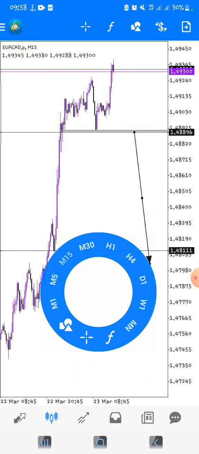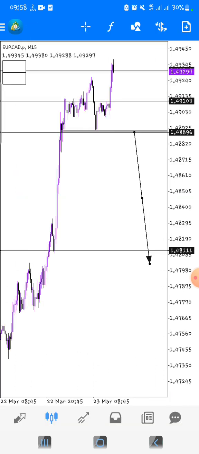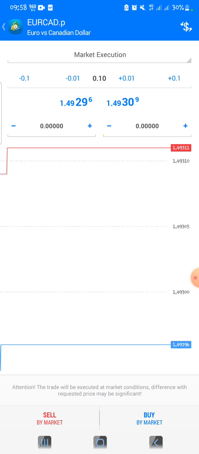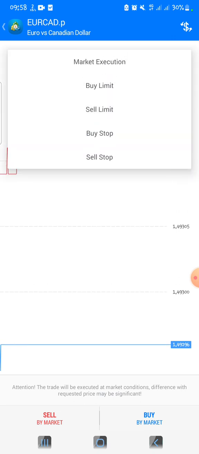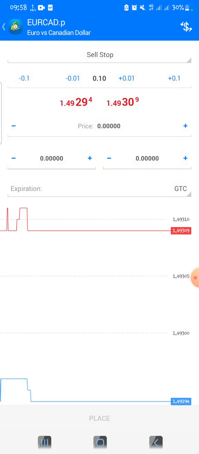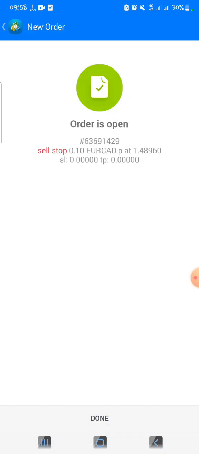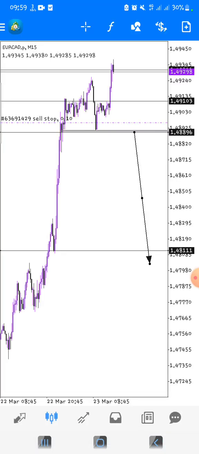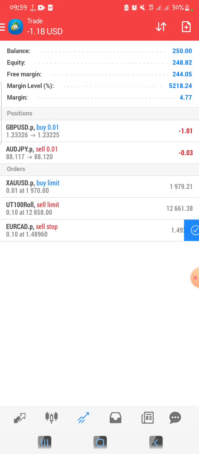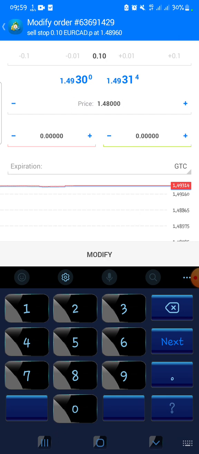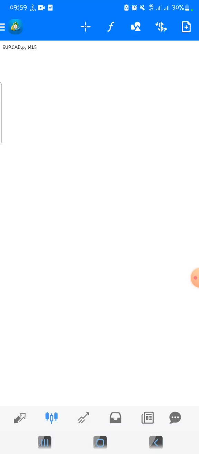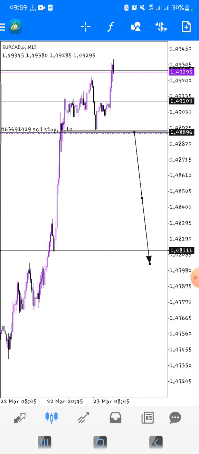Okay, my stop loss, I set it just slightly above my entry. So I'll place my sell stop at 1.4896. So sell stop, I'll change market execution to sell stop, and then I place my price 1.4896, or no, 89. It's 89. Yeah, like that. You can see at where I have my horizontal line at 1.4889, I have my sell stop.